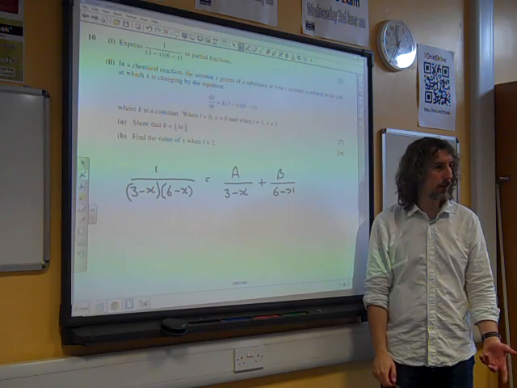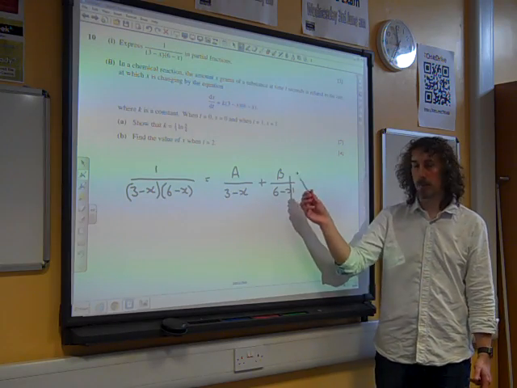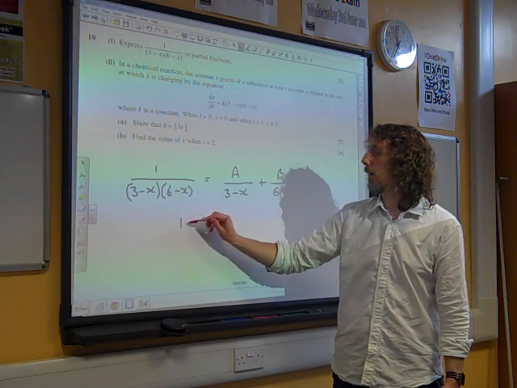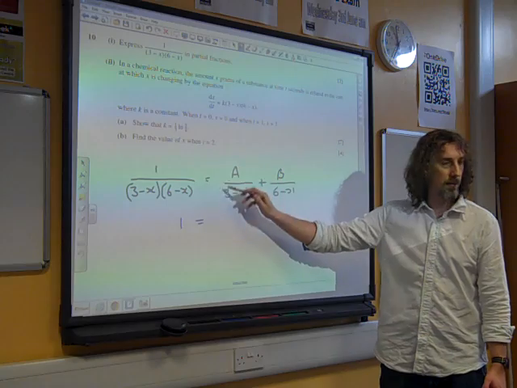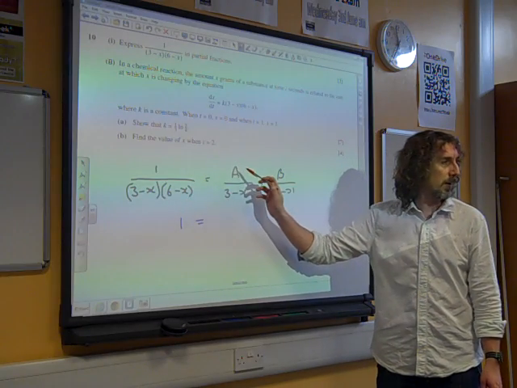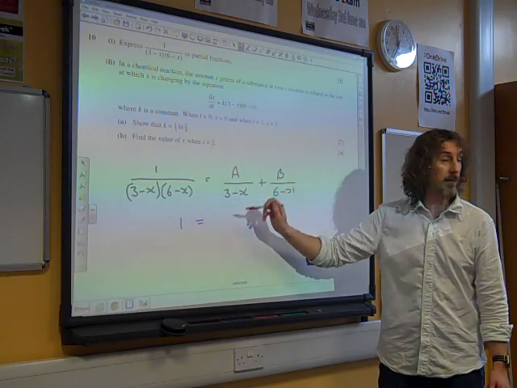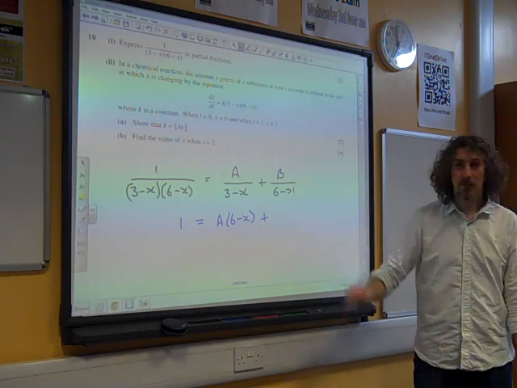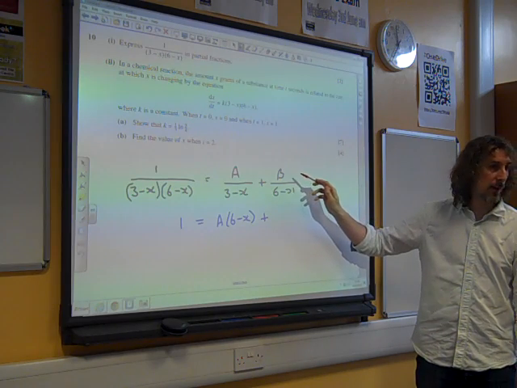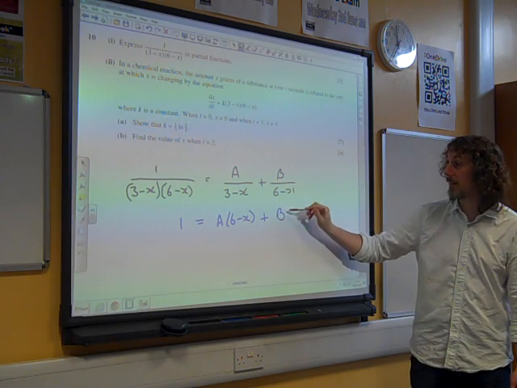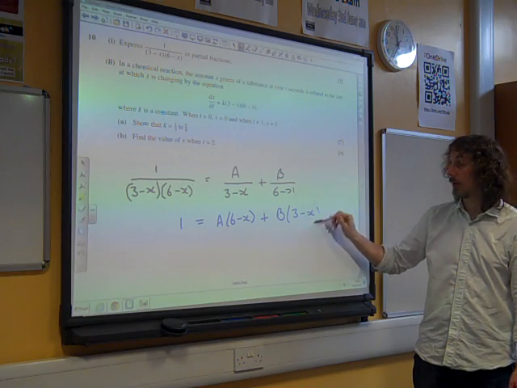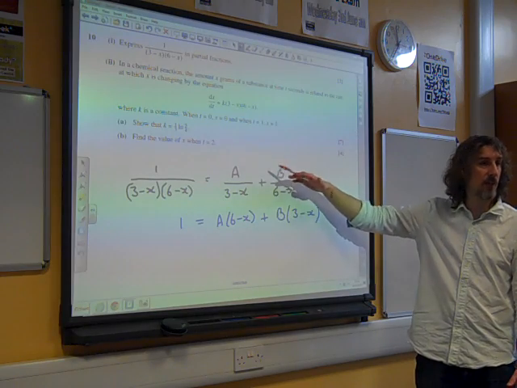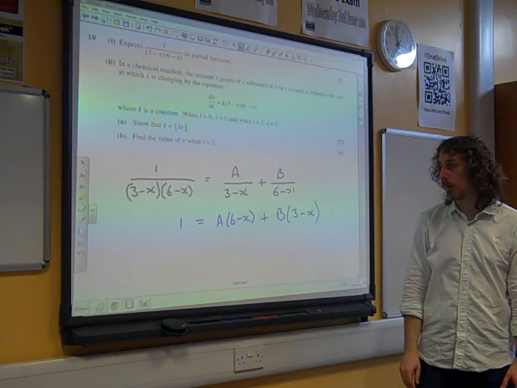Now the next move for this is that we multiply both sides by the denominator to get it into a single line. If we multiply this by (3 minus x)(6 minus x), the 3 minus x cancels out, so we end up with a times (6 minus x). And this one, if we multiply by (3 minus x)(6 minus x), the 6 minus x cancels out, so b times (3 minus x). Make sure you get those the right way around. And so take your time to go through that step, being really careful to get to that point.